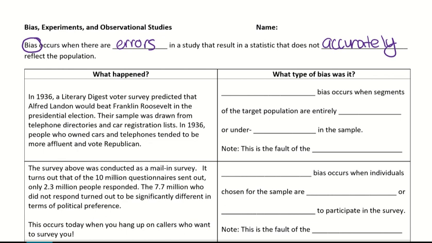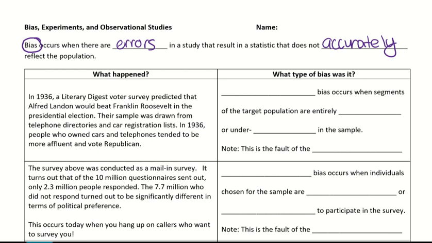So we're going to look at 5 scenarios and describe what type of bias is taking place. The first scenario is in 1936. A Literary Digest had a voter survey, and they predicted that Landon would beat Roosevelt in the presidential election. And if you think back on your list of presidents, Franklin Roosevelt's definitely in there, and Alfred Landon is not. So they predicted wrong. Their sample was drawn from telephone directories and car registration lists.